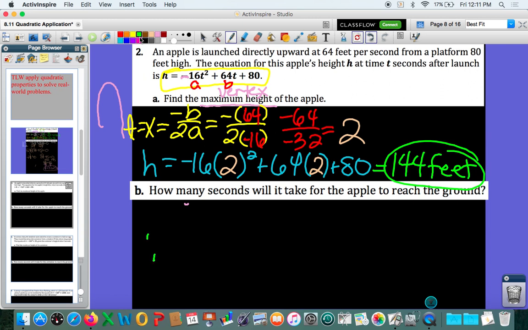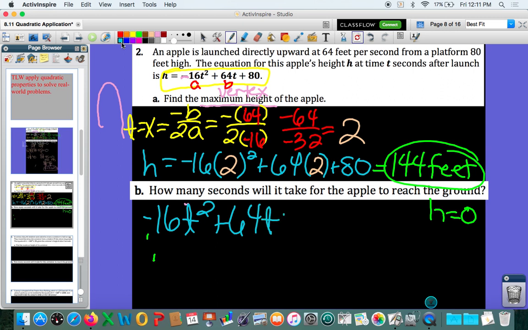How many seconds will it take for the apple to reach the ground? Okay, so again, we've got the height is at 0. It's on the ground. So I'm going to set my equation equal to 0. You guys can do it in the front. A lot of you, I've noticed, prefer to put it at the back though. So I'm going to do that as well. Let's do negative 16t squared plus 64t plus 80. I try to make my t's the cursive looking ones so that they can stand out from my plus signs. Don't forget to set that equal to 0.